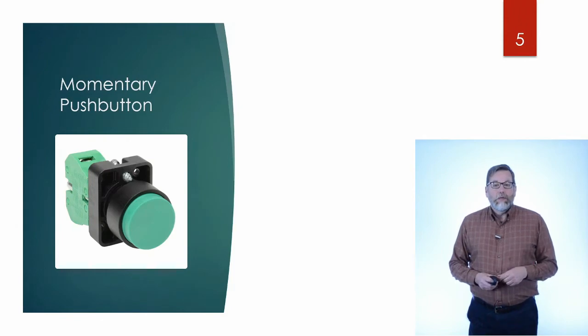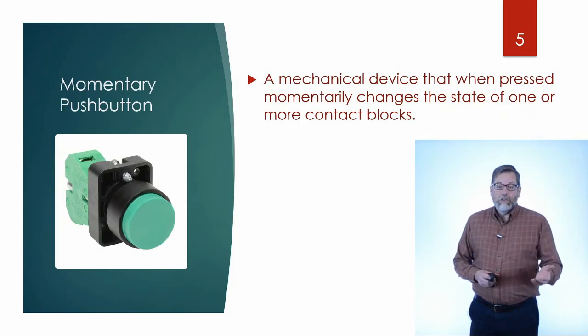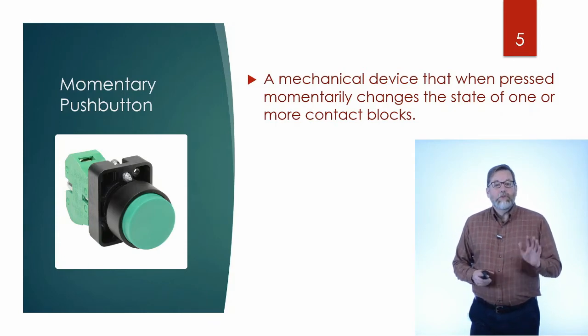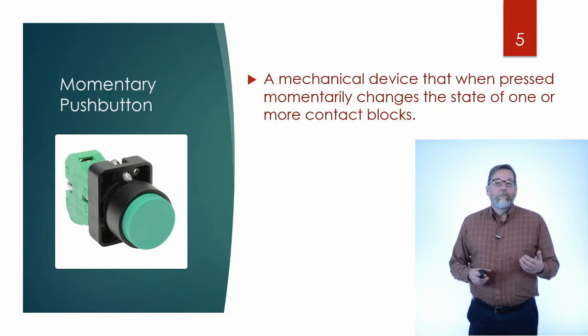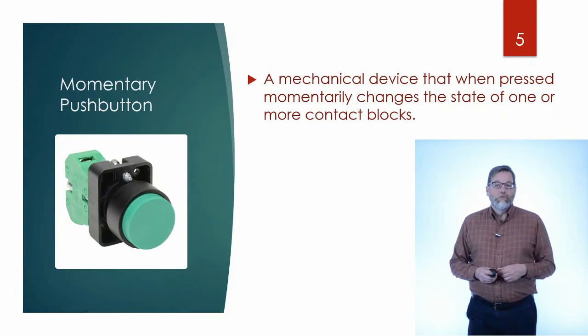A momentary push button is a mechanical device that when pressed momentarily changes the state of one or more contact blocks that are associated with it. Momentarily means as soon as we let go, it's going to go back to its non-pressed state, and it's no longer going to be activating those contact blocks. So the contact blocks, when it's not depressed, will return to their shelf state.